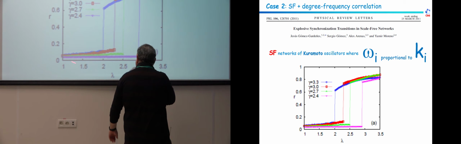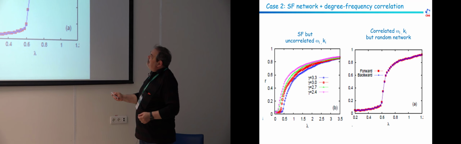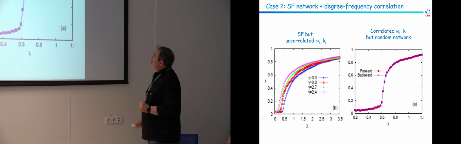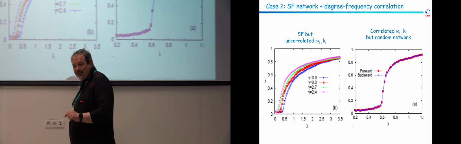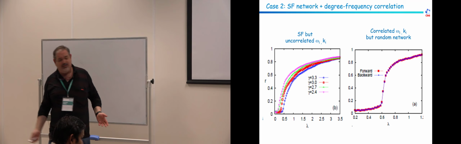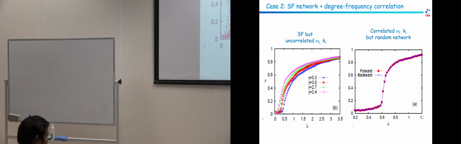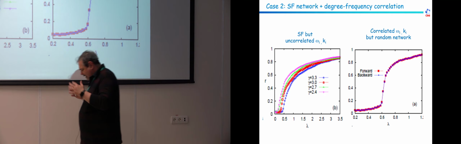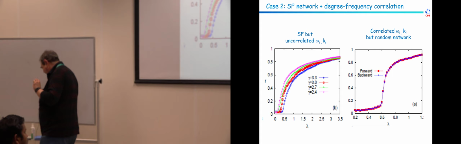Next. If they prepare a scale-free network but don't correlate, they see a continuous transition. If they correlate, but don't have a scale-free network, taking an Erdős-Rényi, for example, a homogeneous one, they again get a continuous transition. Once again, this is a little bit too far-fetched a claim. We will see that the condition is sufficient and not actually necessary.